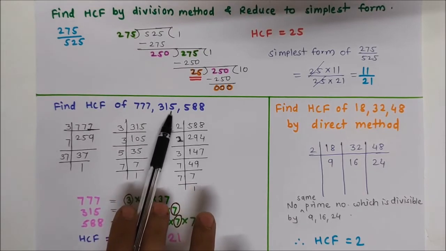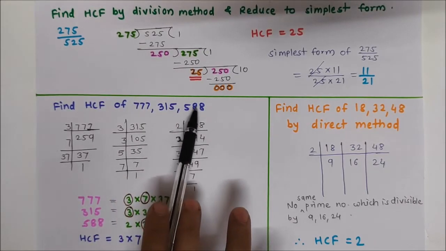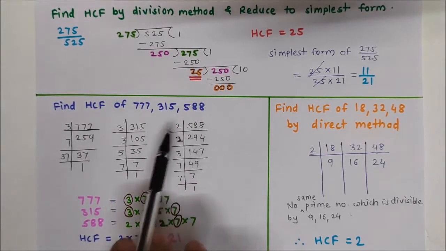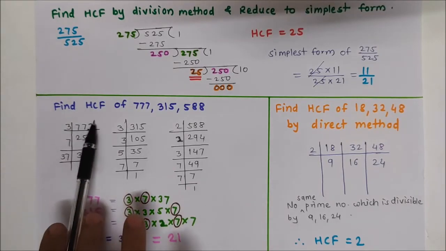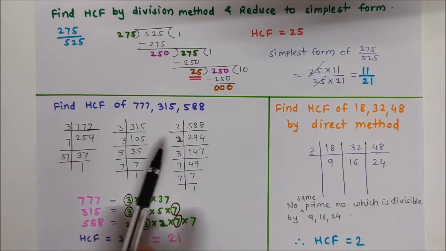Now the second example is: find the HCF of 777, 315 and 588. Here we can use the prime factorization method.